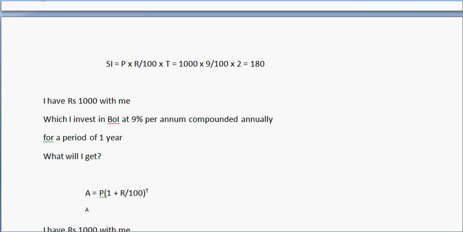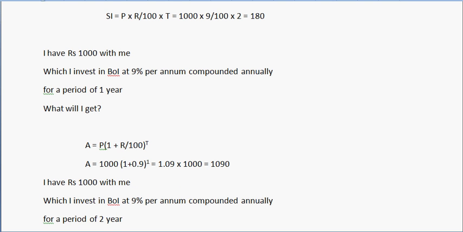So in this case, A would be equal to 1000 multiplied by 1 plus R, which is 9, so it would become 0.09, raised to power T, which is 1. Which is equal to 1.09 into 1000, which is 1090. You would see that this is just equal to what we got from simple interest. So is there any difference between simple interest and compound interest? Let us see after doing this example.